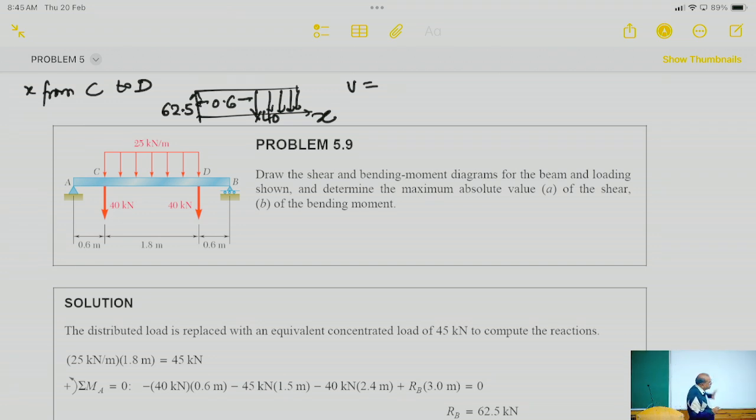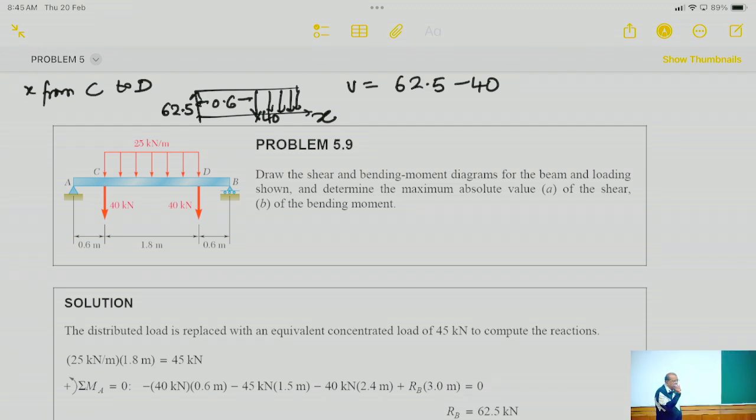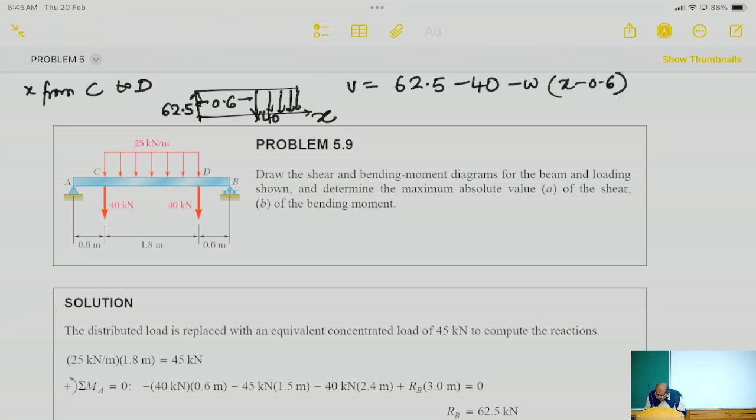So let's first write the expression for V. V will be equal to 62.5 minus 40, and then what will happen? Then this distance is x minus 0.6. So minus W times x minus 0.6. Is that clear? So you have to do it in a point by point way. Okay.